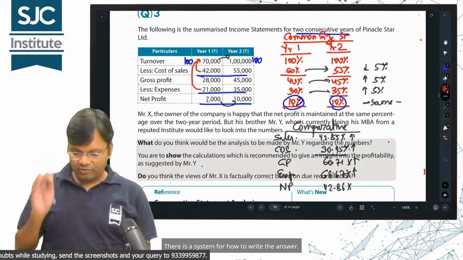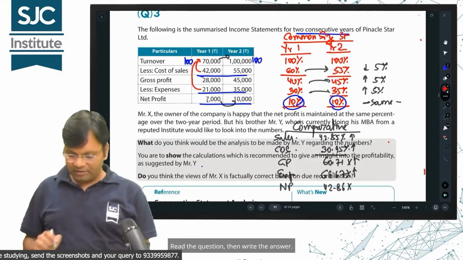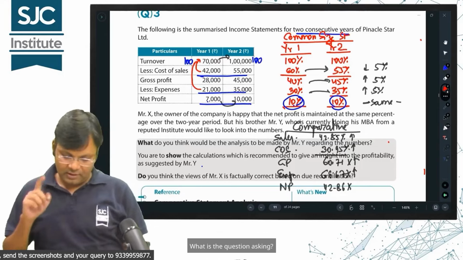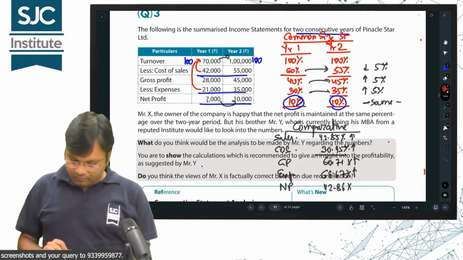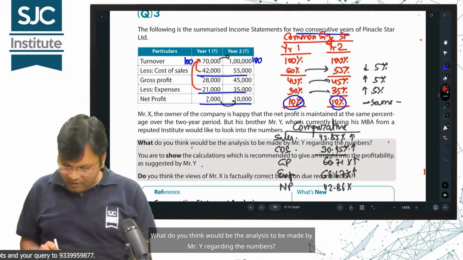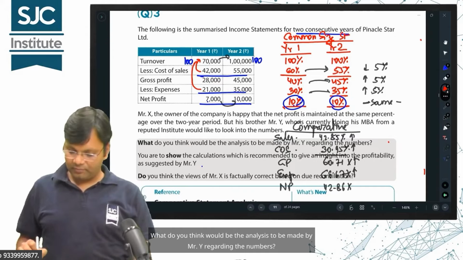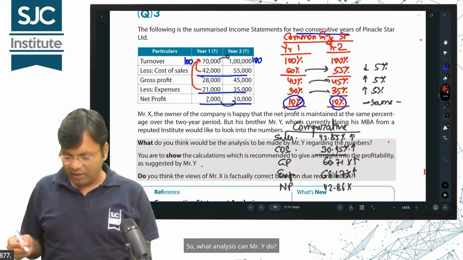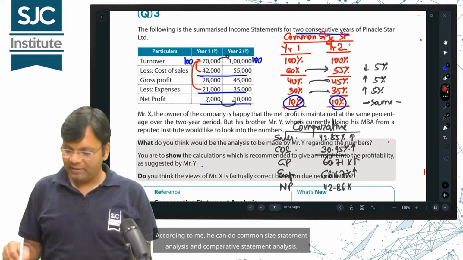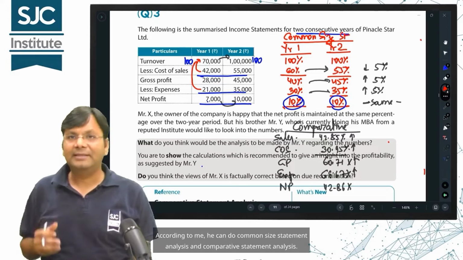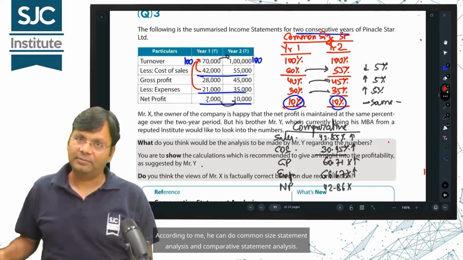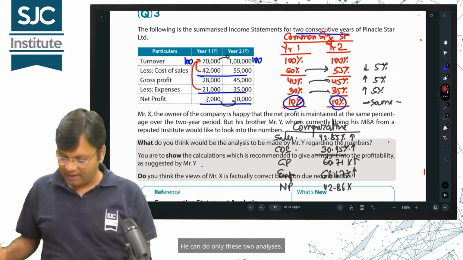Now, we just have to convert this into a writing pattern. There is a system for how to write the answer. Read the question, then write the answer. What is the question asking? What do you think would be the analysis to be made by Mr. Y regarding the numbers? So, what analysis can Mr. Y do? According to me, he can do common size statement analysis and comparative statement analysis. He can do only these two analyses.